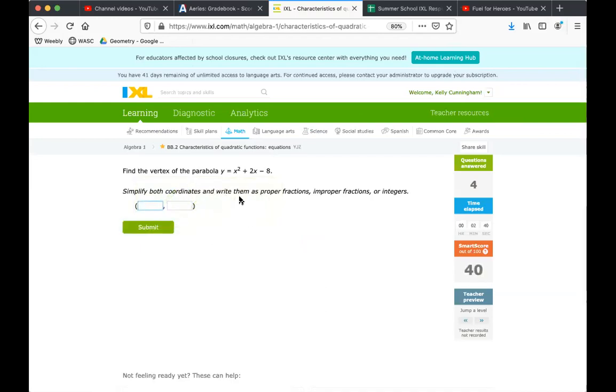Find the vertex of the parabola. Okay, so to find the x value, that's using the line of symmetry. So it'd be x equals negative b over 2a. That would be equals negative 2 over 2 times 1. And then that would give me a negative 2 over 2, which is a negative 1. All right, so my x value is negative 1. Now to find my y value, simply just plug it in.